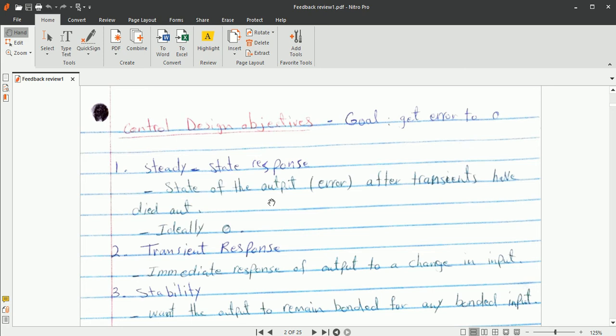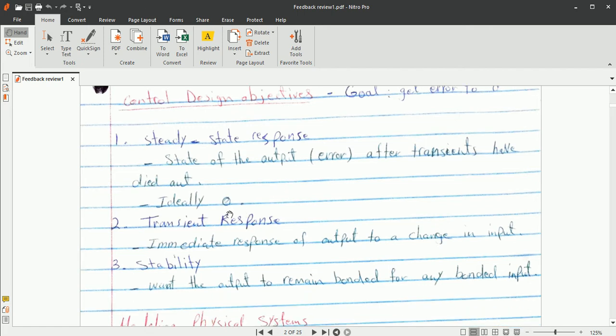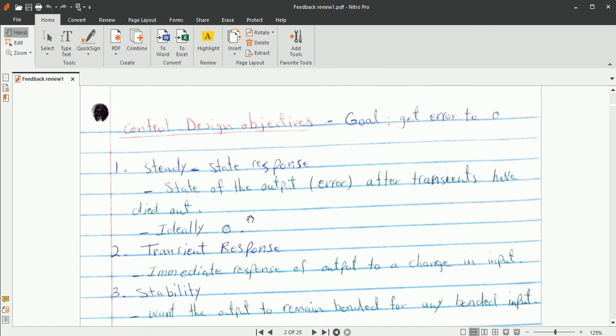Very little time the moment you give the input. But the steady state response means theoretically at t equal to infinity, after so much time, for example after 5 tau, the system goes into the steady state. So the state of the output error after the transients have died out is ideally 0. So the steady state error ideally should be 0.